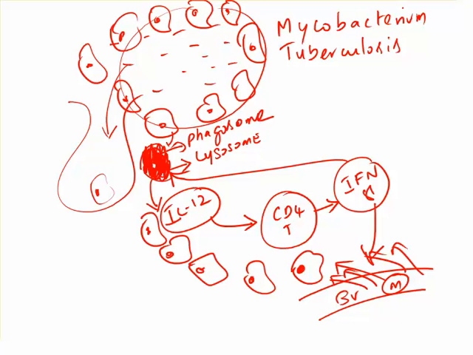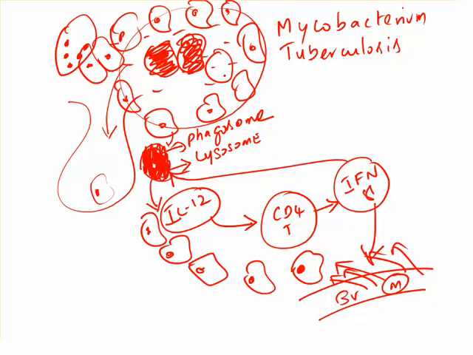When more macrophages come, they fuse and form a multinucleated giant cell. During this process they kill the mycobacterium and the cell also dies. When they take up the mycobacterium, they immediately release IL-12 and they get the T lymphocyte.